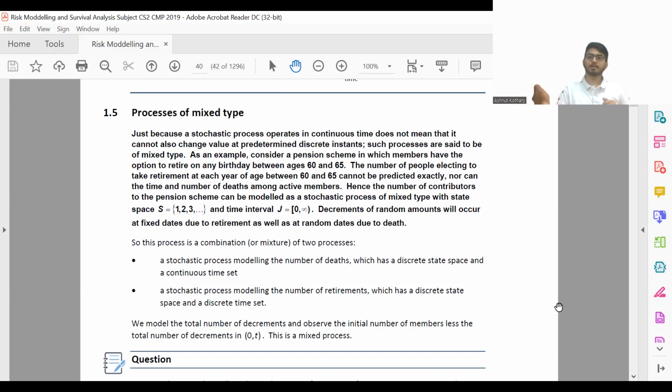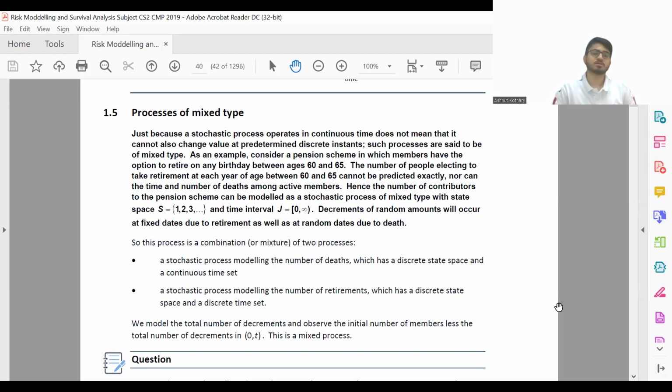The number of students entering the classroom, as per my example, operates in continuous time because a student can join at any point of time. But the number of students leaving the classroom occurs only at discrete points of time because that is the way I've defined it. So this becomes an example of a process of a mixed type. Just because a stochastic process operates in continuous time does not mean that it cannot also change value at predetermined discrete instants. Such processes are said to be of mixed type.